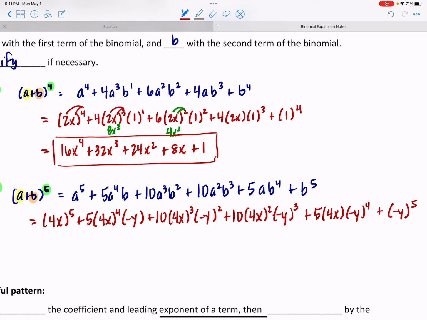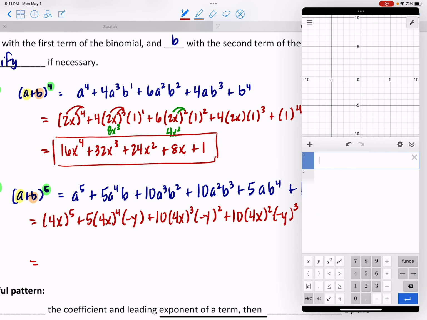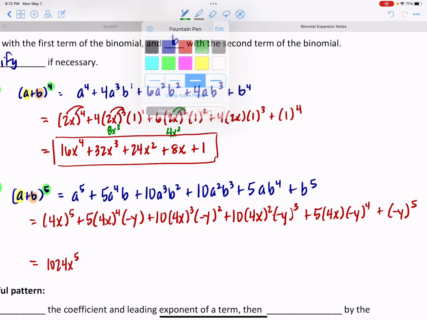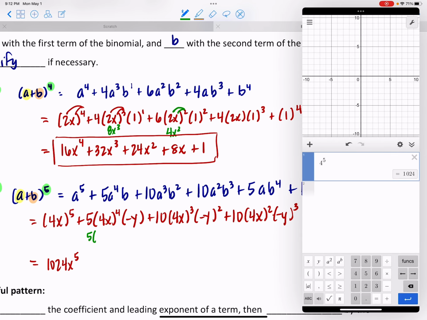And now, cleanup time. Now we actually have to simplify all this mess. So, 4x to the fifth, well, we have 4 to the fifth and x to the fifth. Let's see, 4 times 4 is 16, times 4 is 64. Let me just use my calculator. 4 to the fifth power, 1024. So we're going to get 1024x to the fifth for that first term. And then in this one, I have 5 times 4 to the fourth. I believe that's 256, but let me just double check.